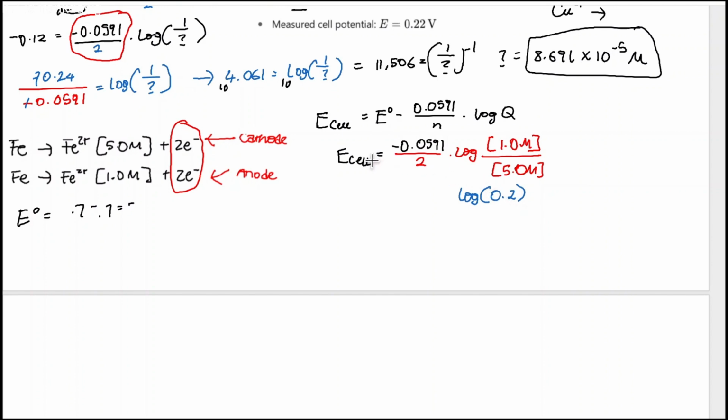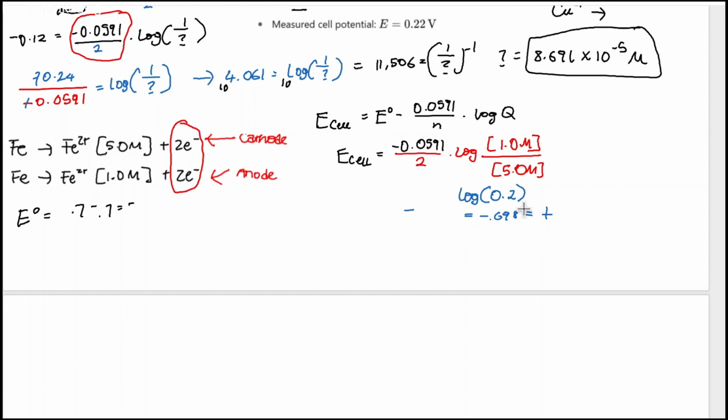So we need the Ecell to be positive for it to be a spontaneous reaction, which galvanic cells are. We need the log of the Q to be a negative answer, which we're going to get if we do log of 0.2. It's going to give us some negative number, like I think this is the actual 6.9. We then multiply it by another negative number over here, and negative times negative gives us positive.